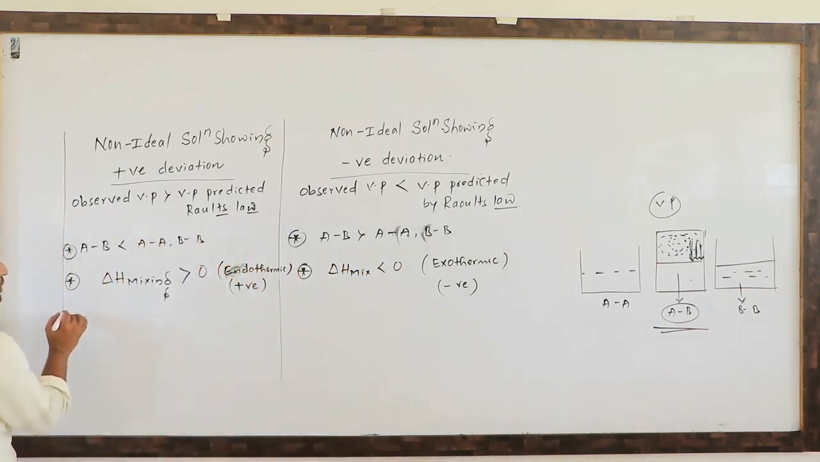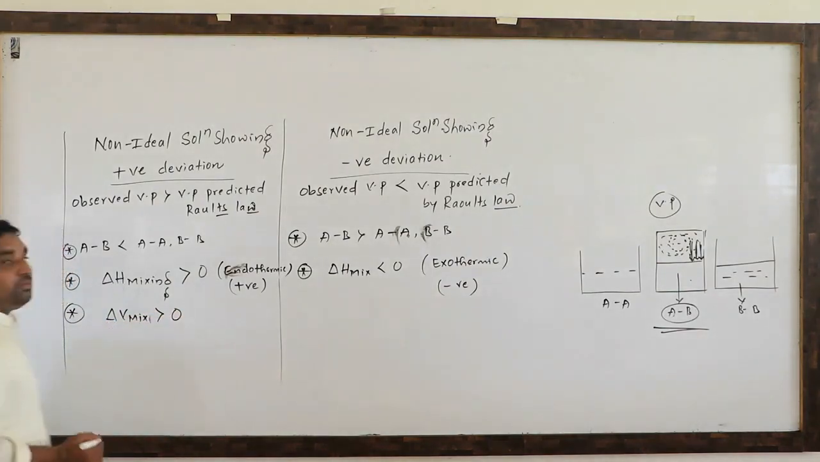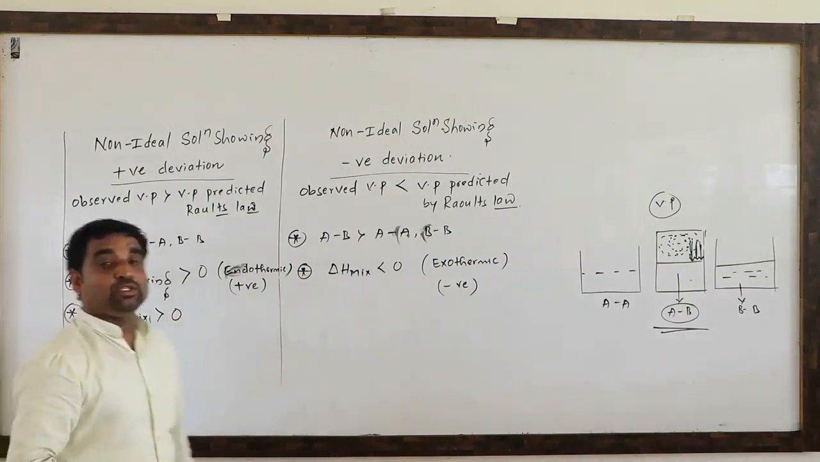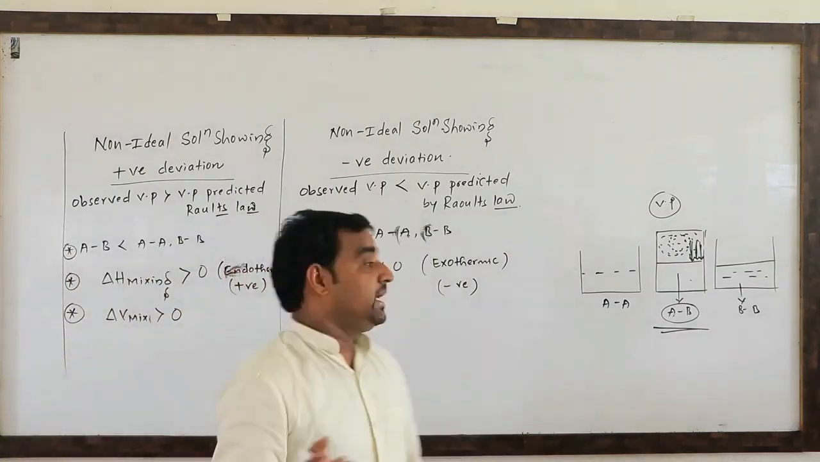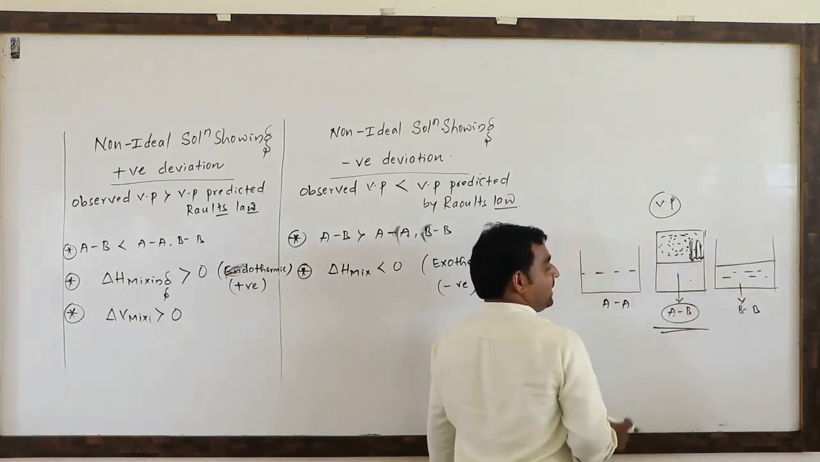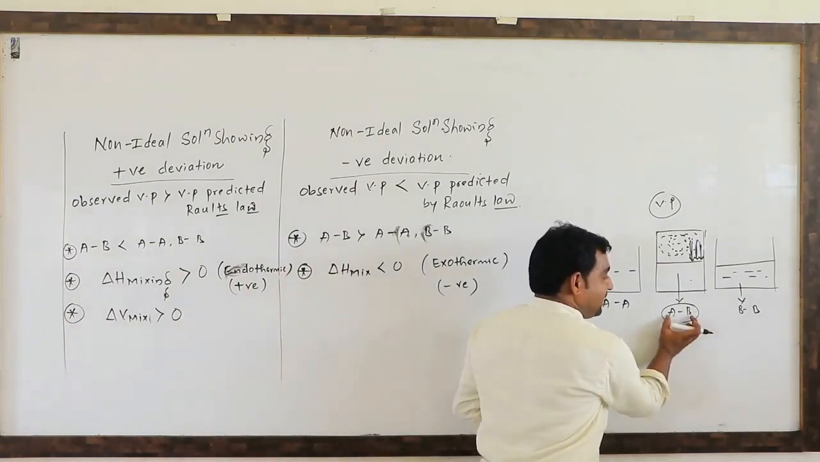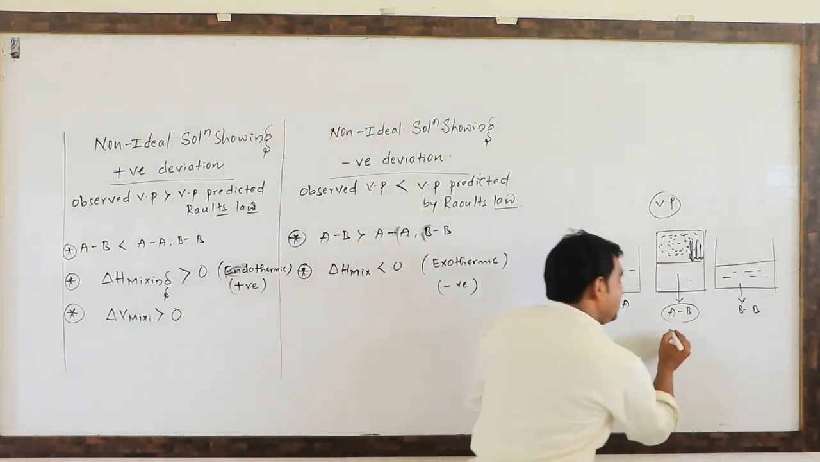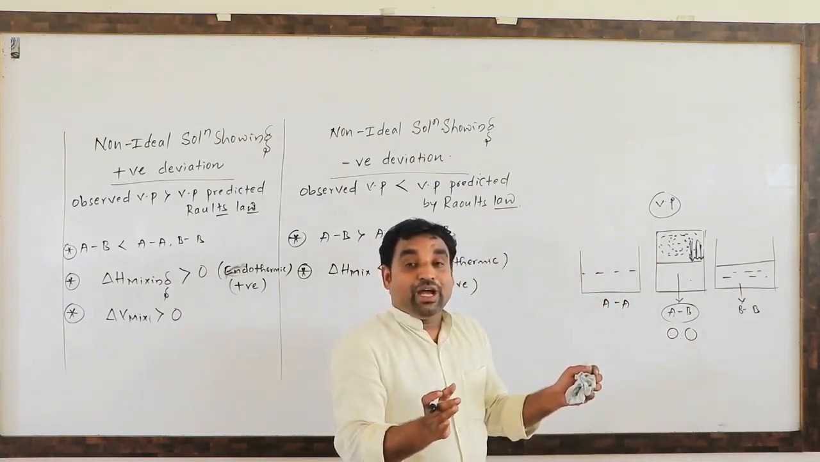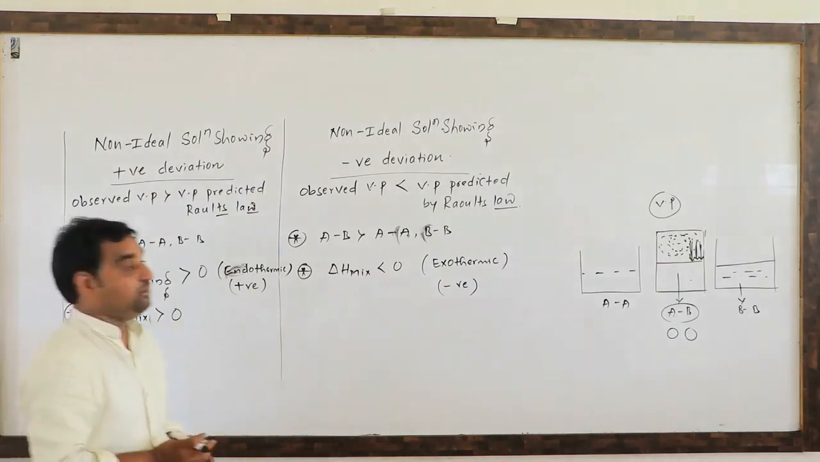Next, a non-ideal solution showing positive deviation has a change in volume after mixing that is more than 0. It means the total volume of the solution is more than that of the pure components. For example, when liquid A and liquid B are added to one container, AB interactions will form. In a positive deviation, the interactions between A and B are weak. If the interaction is weak, the volume will increase. So delta V mixing is more than 0, meaning the total volume increases.